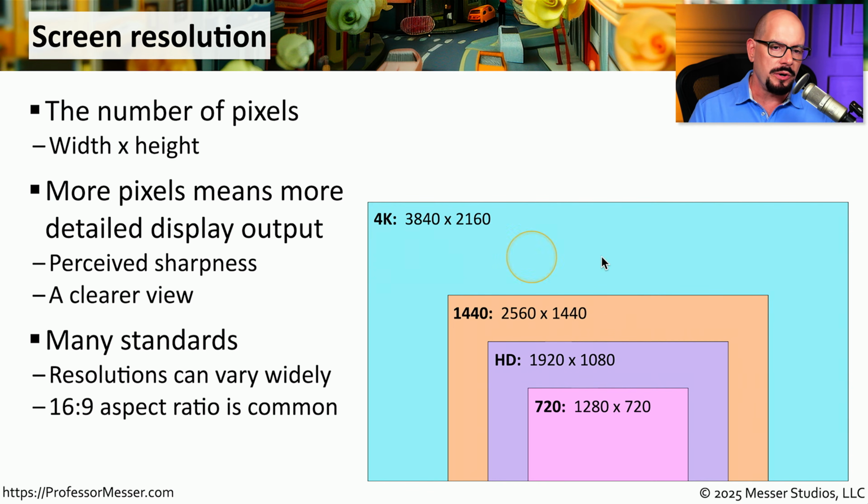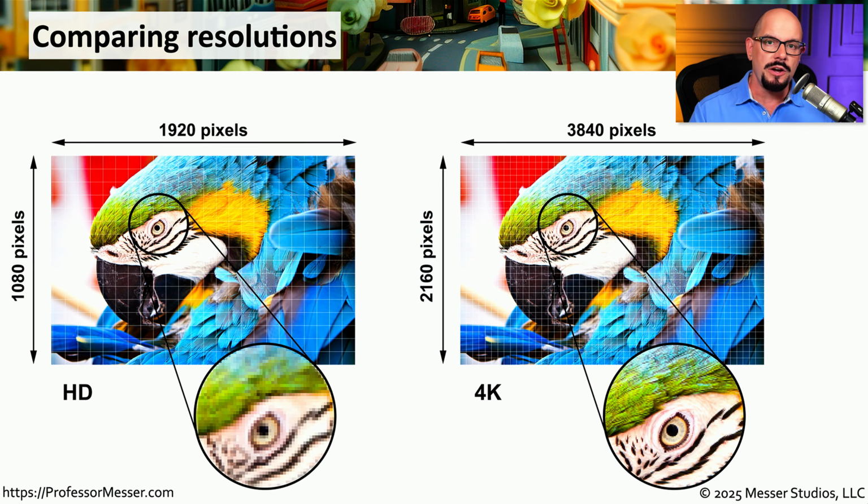This aspect ratio of 16:9 is very common across these different standards, but of course, different monitors and displays provide different aspect ratios, and you need to get the one that's appropriate for your particular use. If you're watching this video on a 4K display, then you'll be able to see the difference here between an HD display and a 4K display.